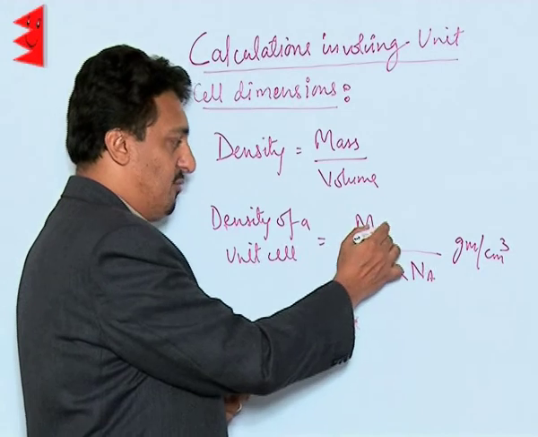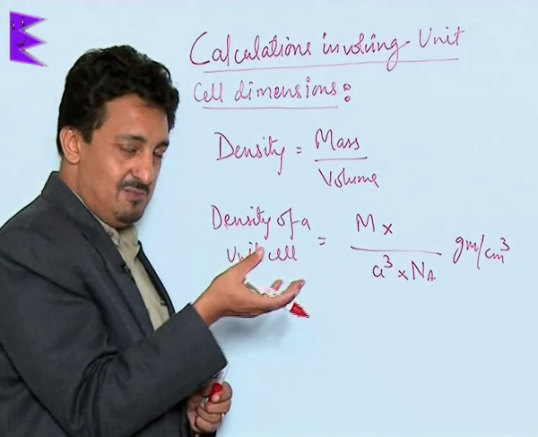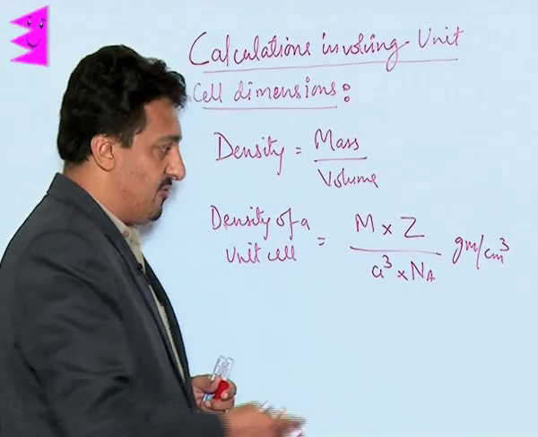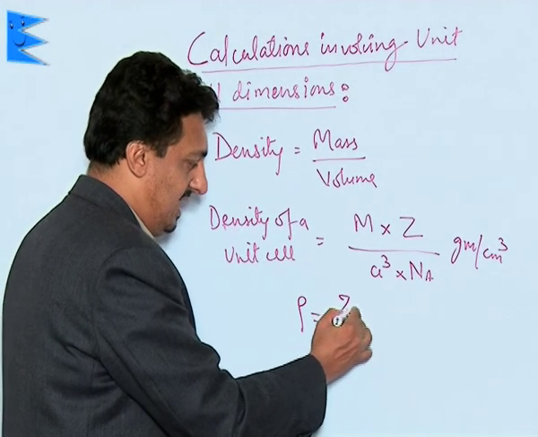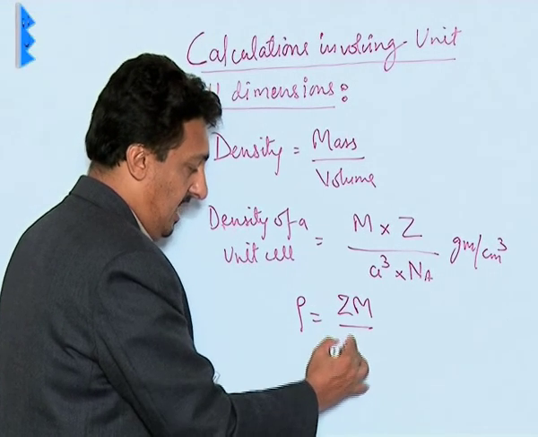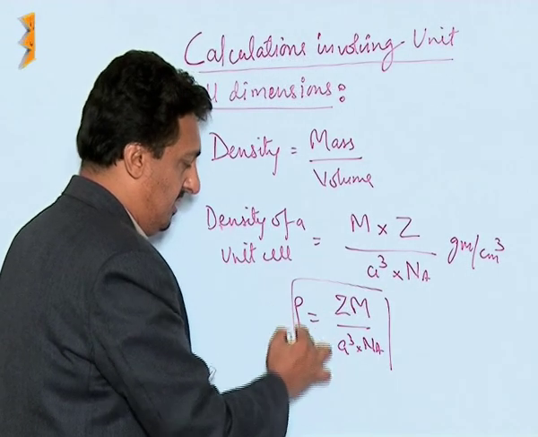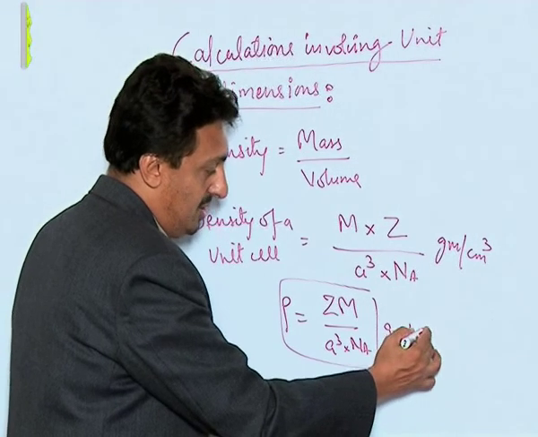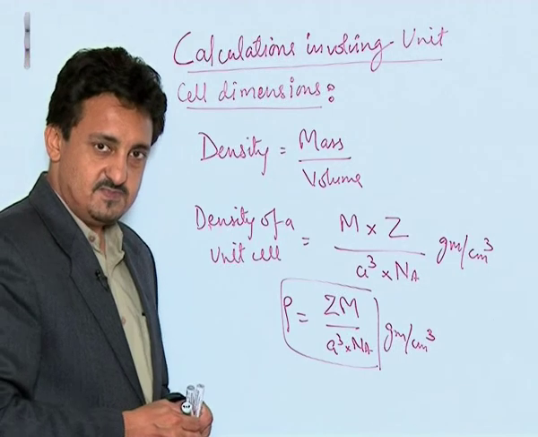But to find out the mass of the unit cell, we need to know how many such particles will be there in one unit cell, so we have to multiply this by Z. So this is the formula, normally represented as Z M upon a cube into N A, Avogadro number. It is usually expressed in terms of grams per cubic centimeter.